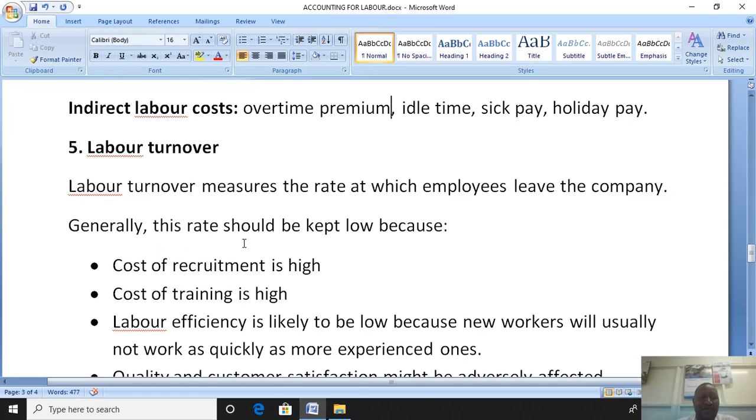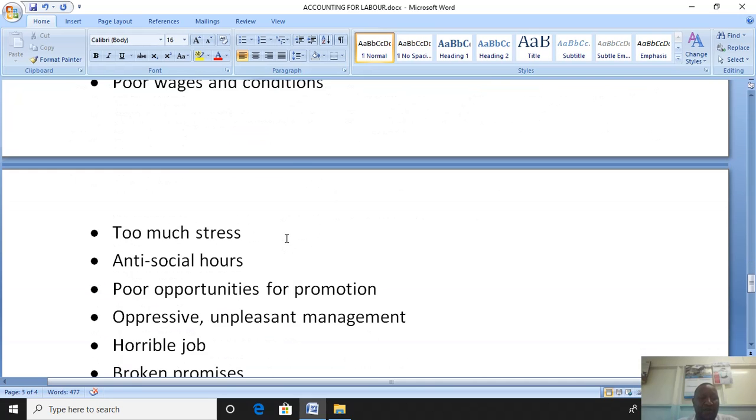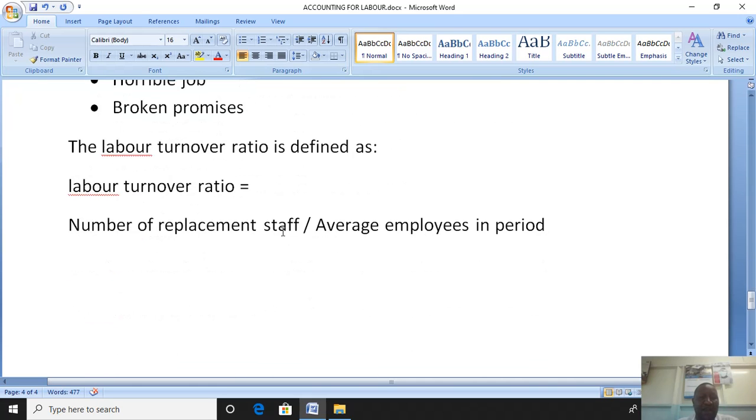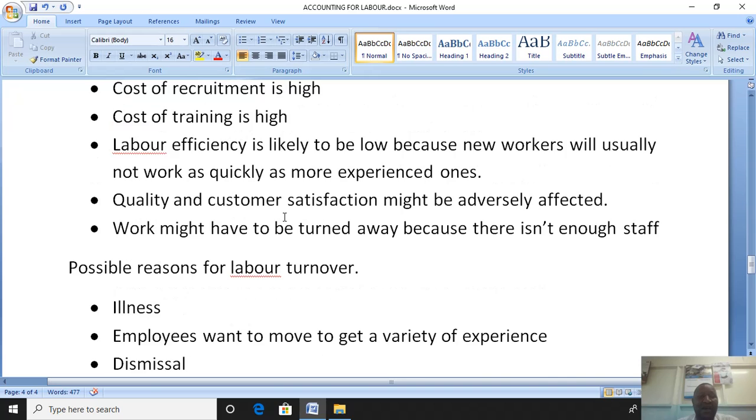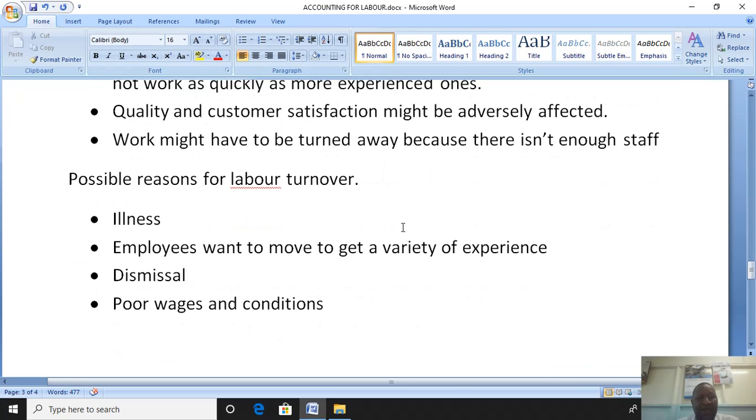But what are some of the things that the company can do to keep workers in the place for a longer period? The company needs to have good conditions of service, of course, and pay that is satisfactory to the workers, and that of course will keep the workers in the company for a long period of time.